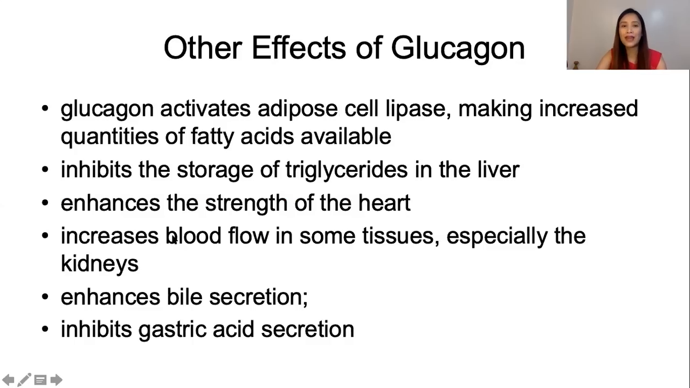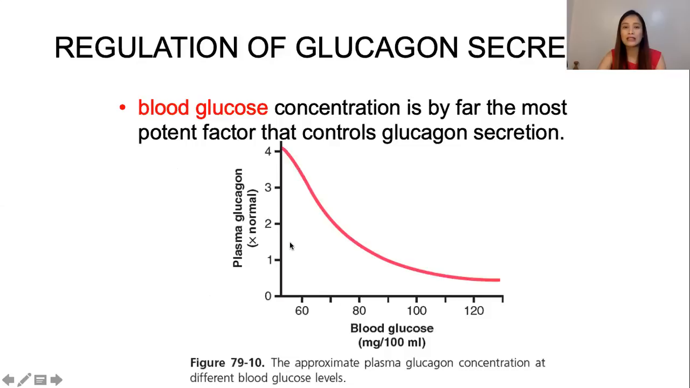What are the other effects? Your glucagon activates adipose cell lipase, making quantities of fatty acids available, and your fatty acids will eventually be used as gluconeogenic precursors in order to promote gluconeogenesis. Your glucagon, in contrast to your insulin, inhibits the storage of triglycerides in the liver. Your glucagon also enhances the heart, increases blood flow in some tissues, enhances bile secretion, and inhibits gastric acid secretion.